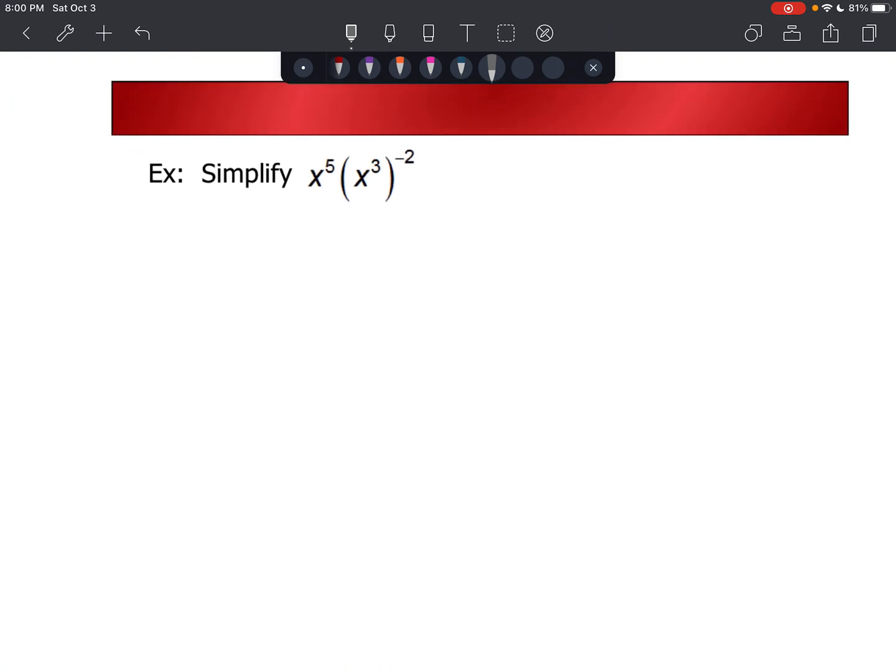Okay, here we have x to the 5th times x cubed raised to the negative 2 power. So x to the 5th is not raised to a power. It's going to stay. But then we have x cubed raised to the negative 2 power. That's the power to a power rule. So that's going to be x to the negative 6th power. 3 times negative 2 is negative 6.